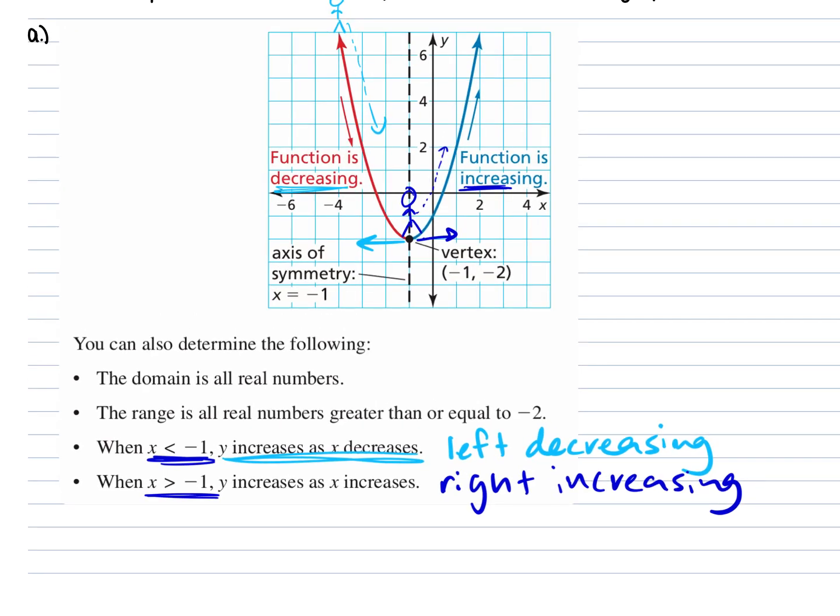Also on our graph, we're going to have to identify the axis of symmetry, which is the dotted line that goes right through the middle. Here, our axis of symmetry goes through where x is equal to -1. And then our vertex, we're going to have to identify that too, is the very lowest point of the graph. So our vertex is at -1, -2.